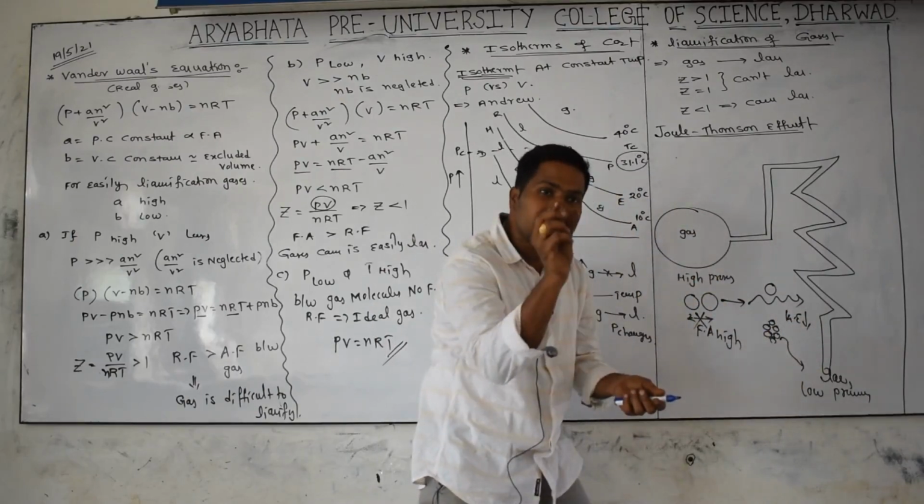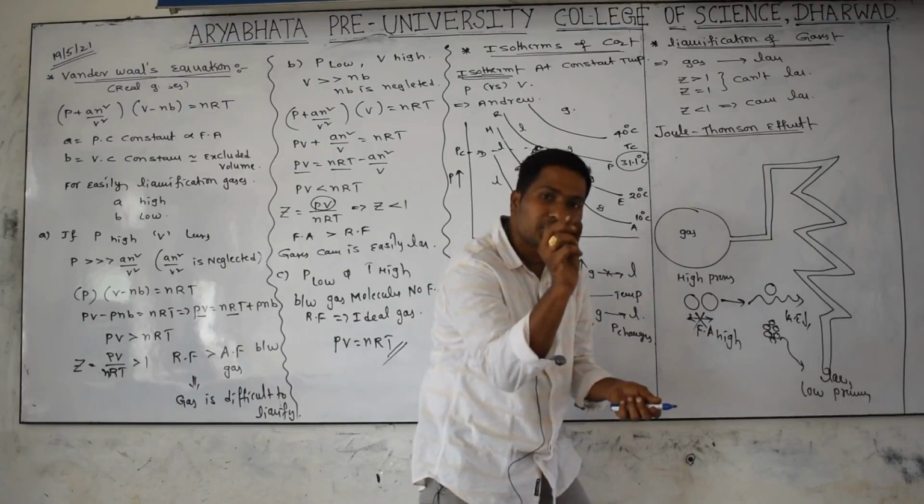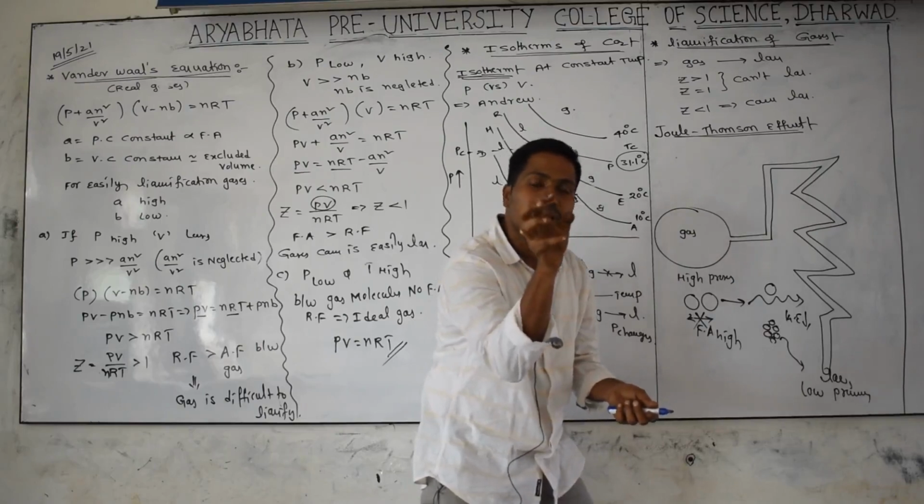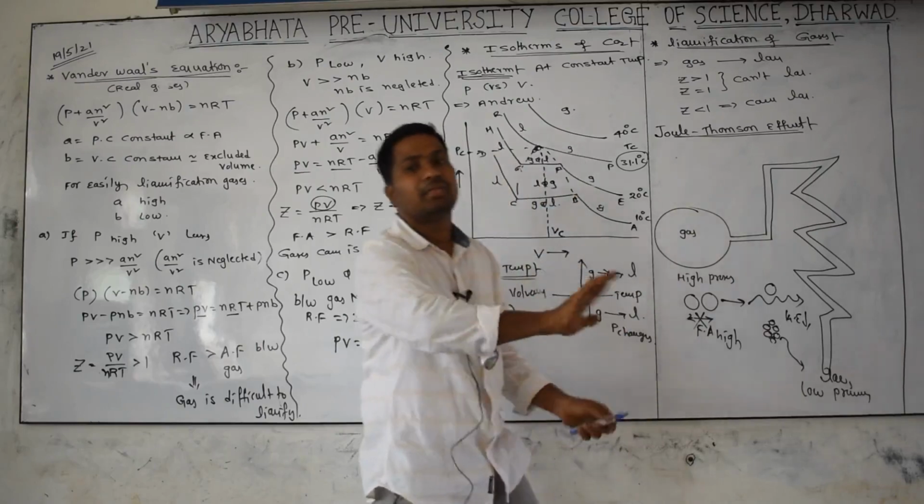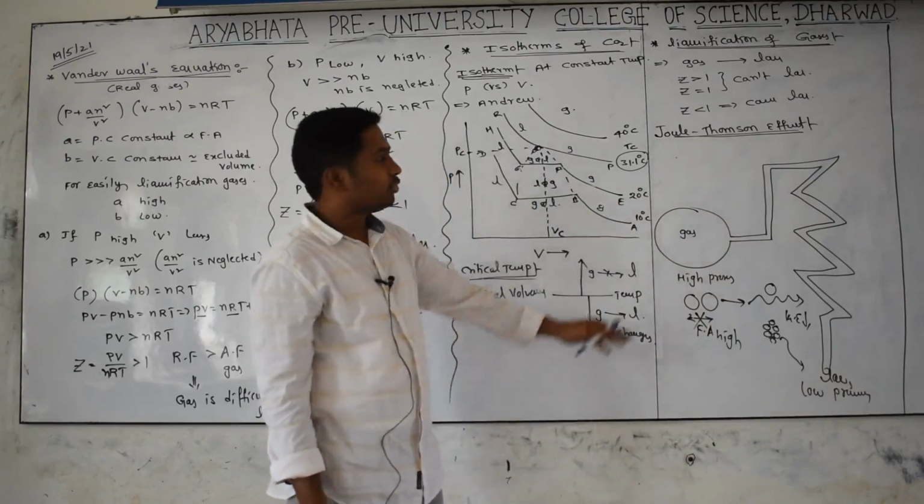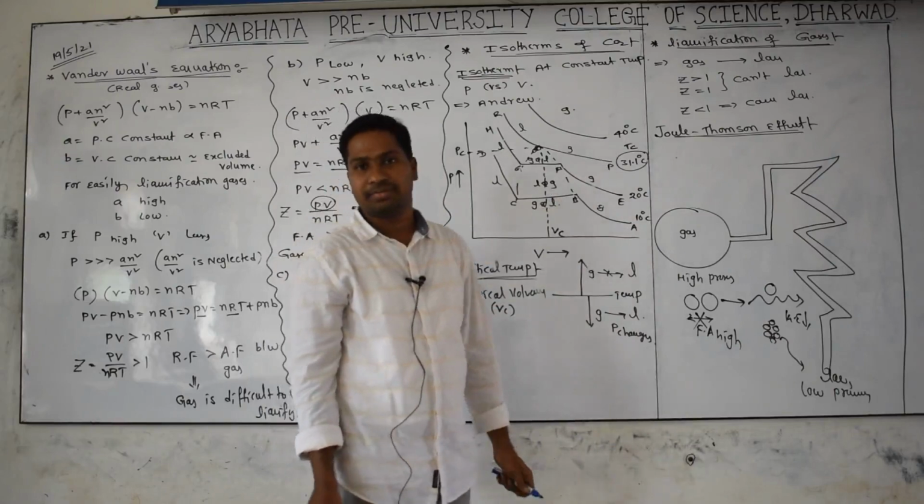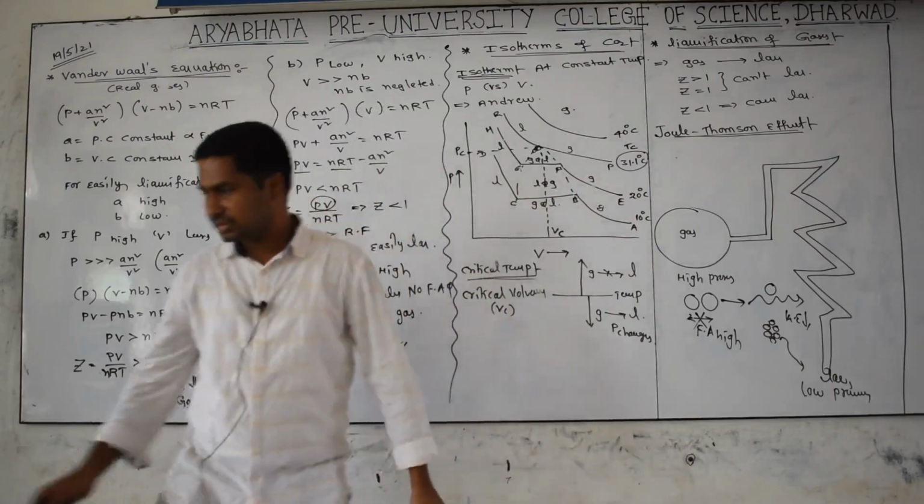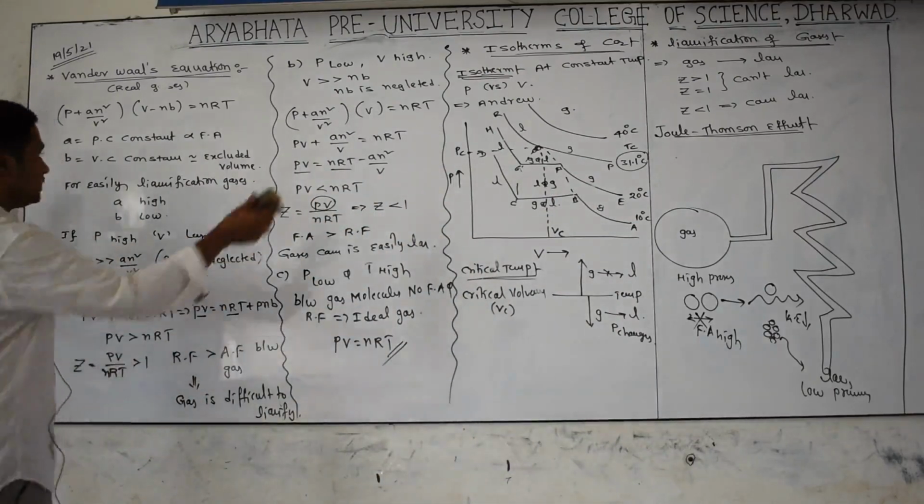Is the kinetic energy decreasing? Molecules are close to each other and slow down. Slowing down means condensing, and condensing means converting into liquid. This phenomenon is called the Joule-Thomson effect. All of you understood or not? Yes. Now we will see some other things.